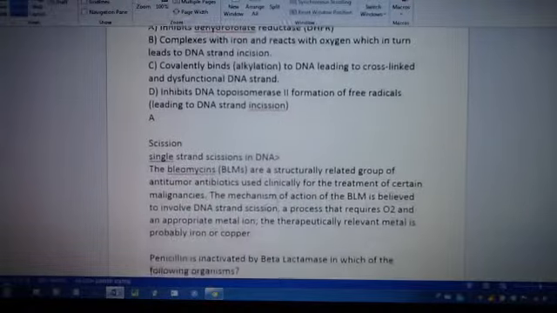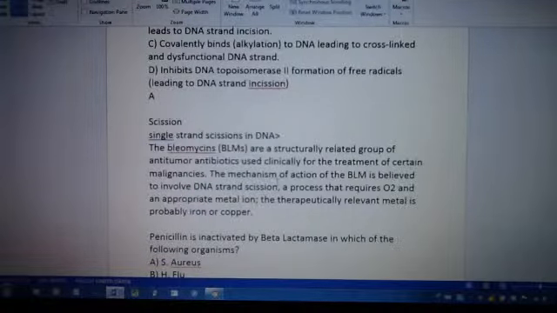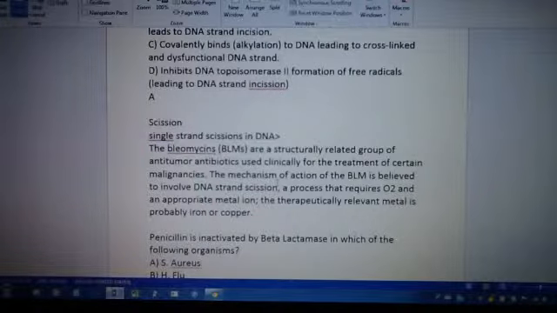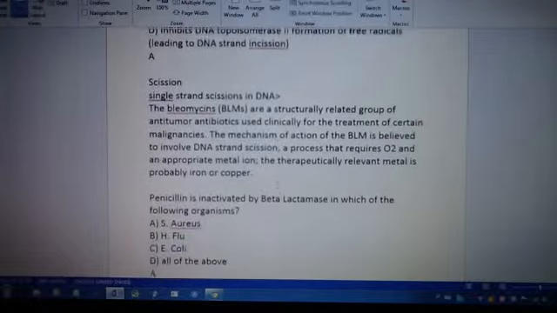What is scission? Single-strand scissions, for example, in DNA. The bleomycins, for example, are a structurally related group of anti-tumor antibiotics used clinically in the treatment of certain malignancies. The mechanism of action of bleomycin is believed to involve DNA strand scission, a process that requires O2 and an appropriate metal ion. The therapeutically relevant metal is probably iron or copper.